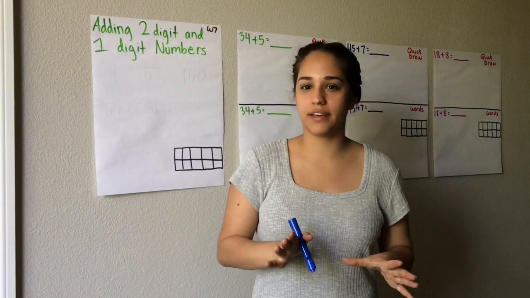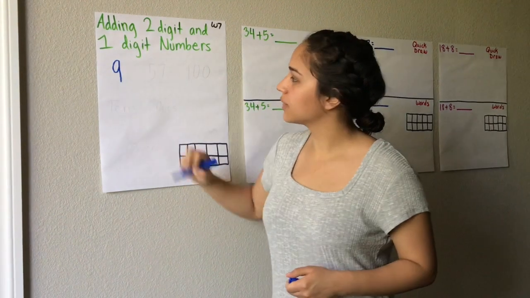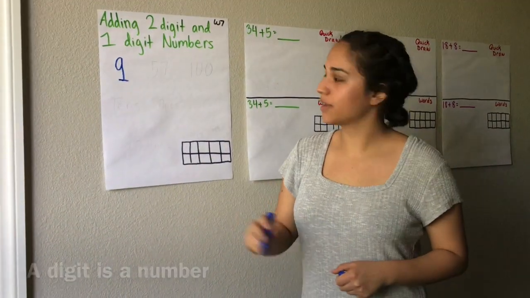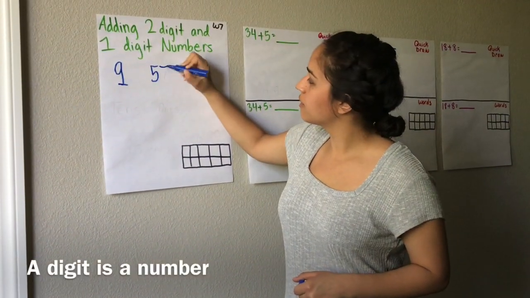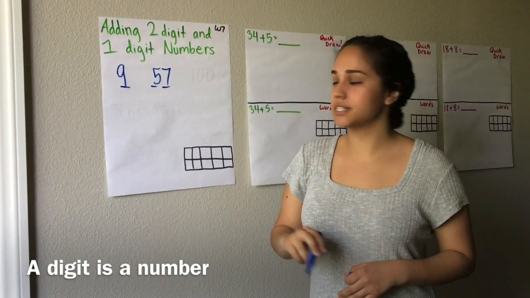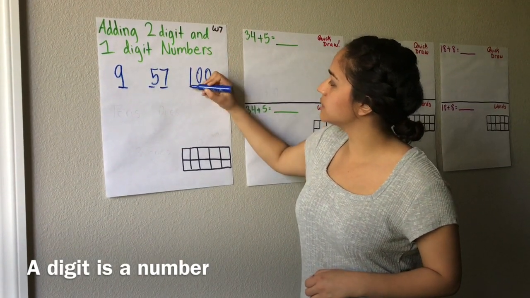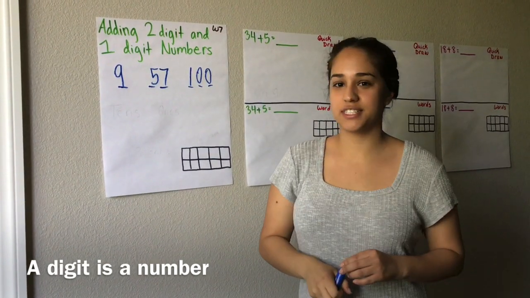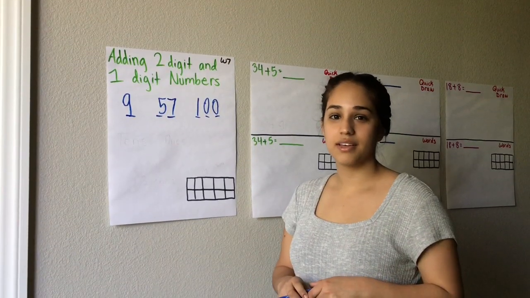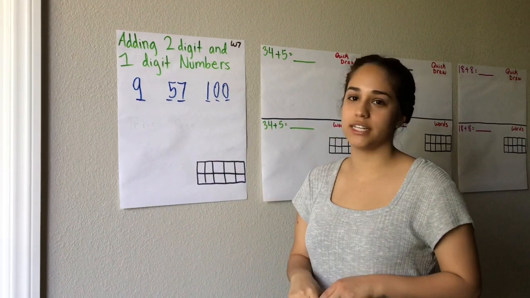Before we do that, we need to figure out what is a digit. If I have the number 9, that's 1 digit. If I have the number 57, that's 2 digits. And if I have the number 100, that's 3 digits. So now you know we're going to be adding 2-digit and 1-digit numbers.